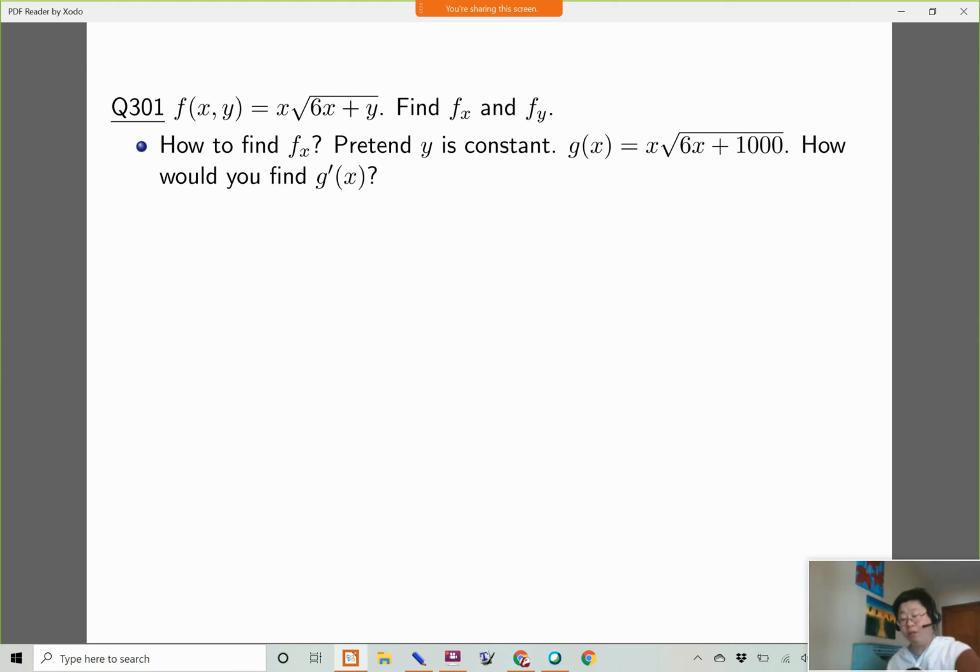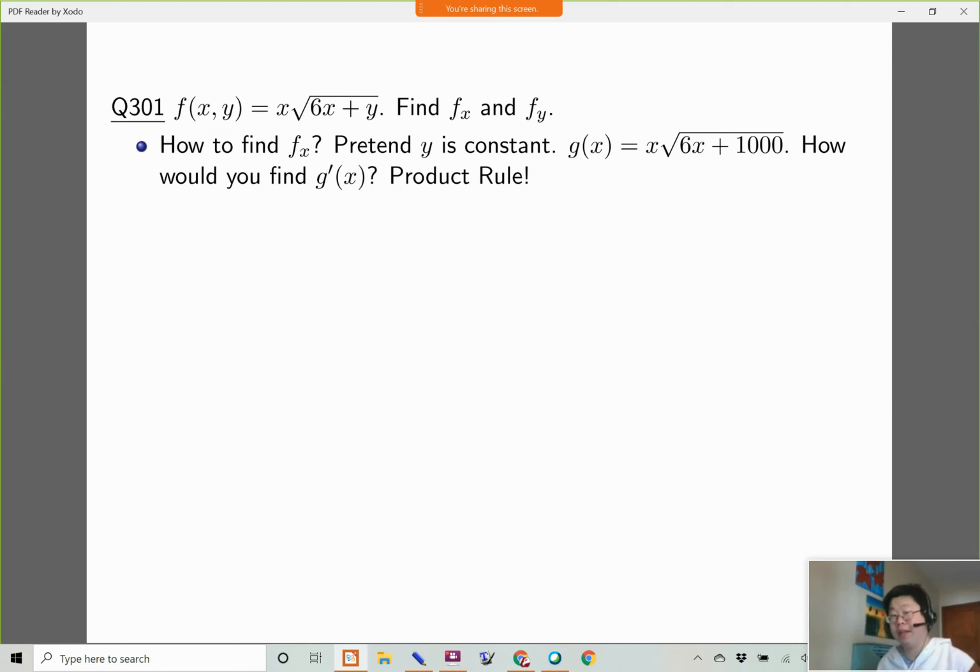So g only has one variable, so that's why I wrote the prime notation. How would I find the derivative here? I'd have to use the product rule, right? Because both of the pieces, both this piece and that piece, have the variable. So noticing that that has to be done using the product rule, that tells you that if you go back to this original thing up here, the derivative is going to use the product rule as well.